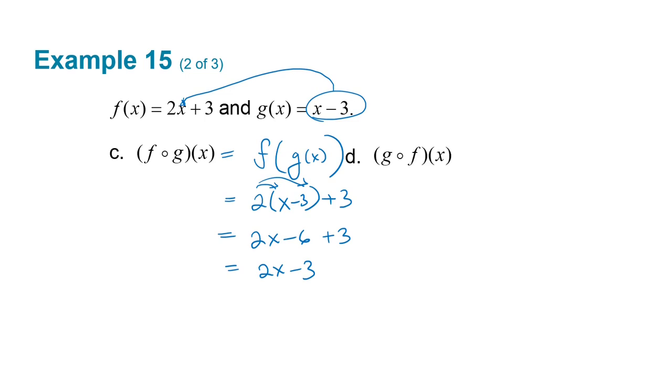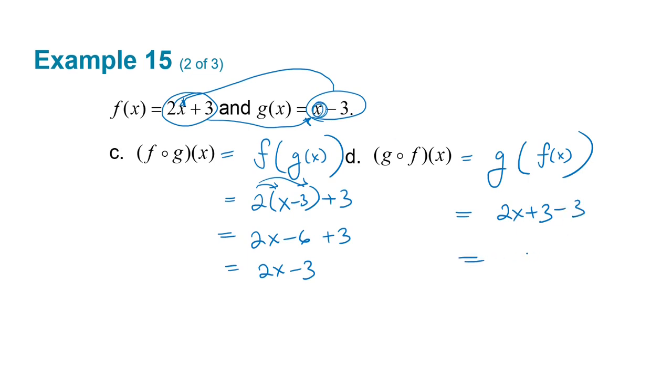In part D, let's do the opposite. Let's find g of f of x. This time, the entire function f goes inside the function g. So I'm going to write 2x plus 3. That's going to go in the x, and then we have to subtract 3 from it. So this simplifies to 2x.